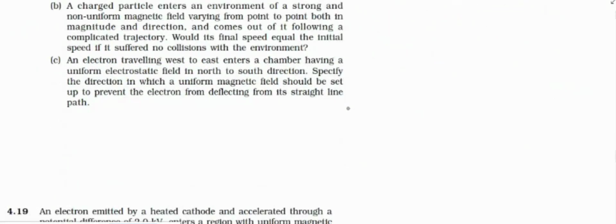Then, part C. An electron traveling west to east enters a chamber having a uniform electrostatic field in north to south direction. Okay, let's draw the diagram.